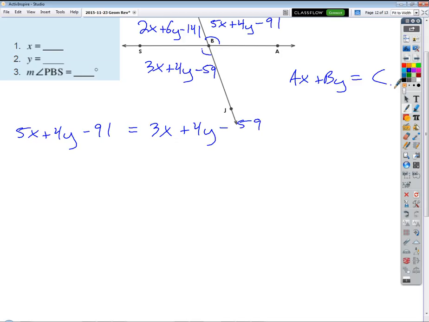If I want to get the x and y terms on the left and the numbers on the right, how am I going to deal with that algebraically? What do I need to do to both sides to accomplish that?